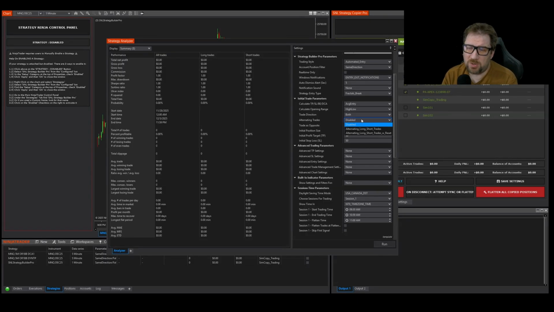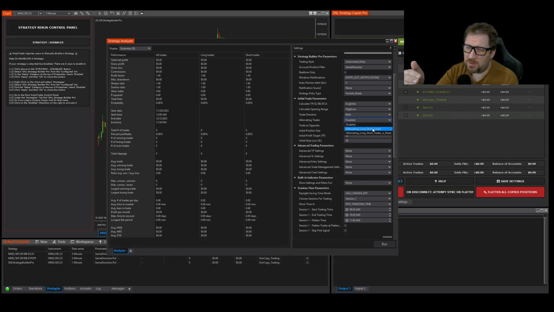Once you've taken a short, it'll wait for a long. It won't take another short. Even if there's two or three different signals in a row for a short, it'll only take the first short, and then it's going to wait for the first signal for a long. And that's basically it. Now, there is the option for alternating long short trades with reset.